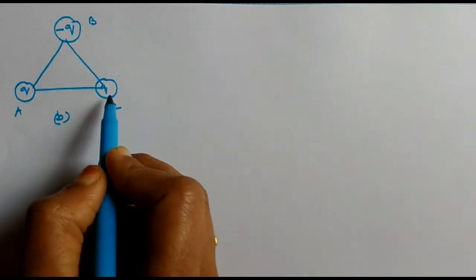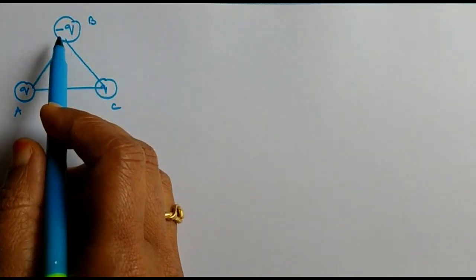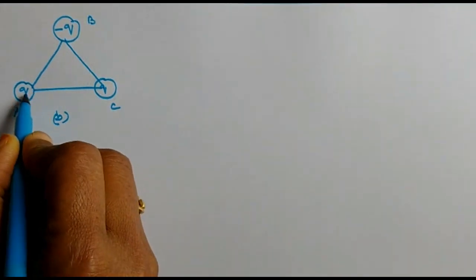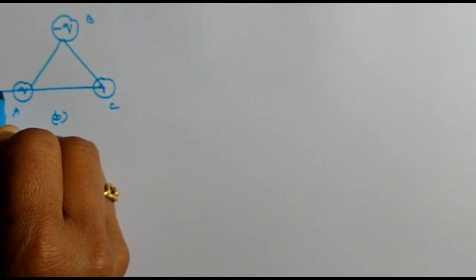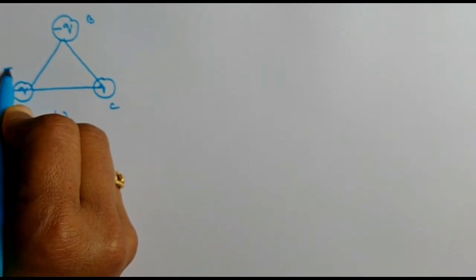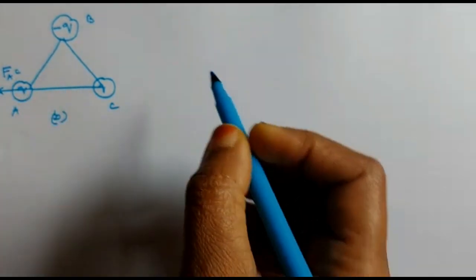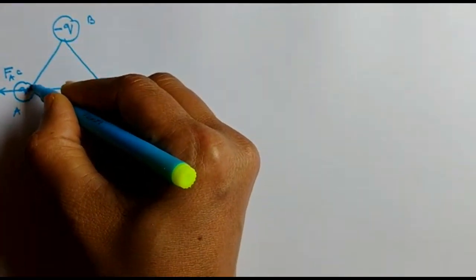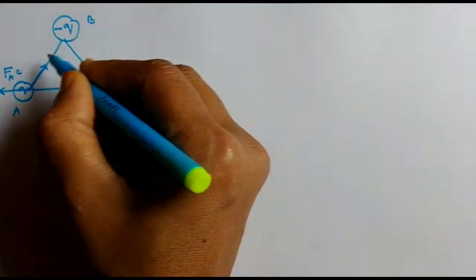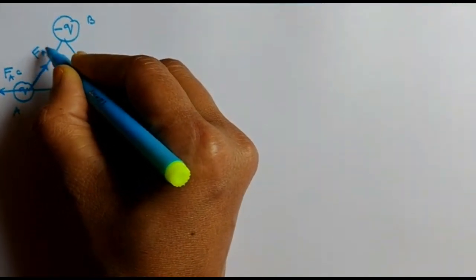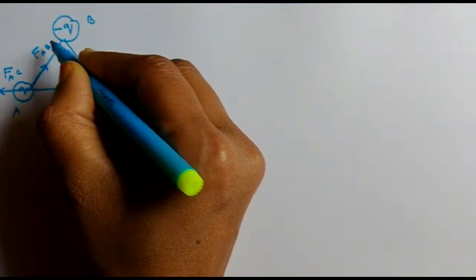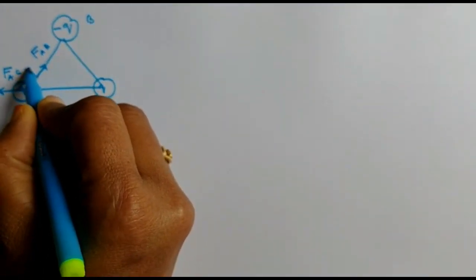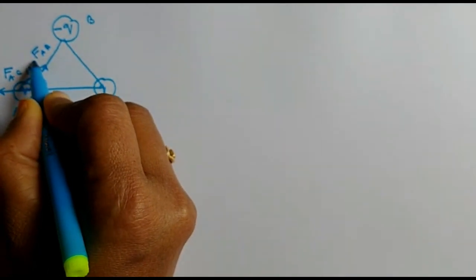But now two charges are positive, and this charge is negative. Now let us see what is the force experienced by the charge at A. Again, due to C there is a force of repulsion. This is the force on A due to C. But between A and B there is a force of attraction, so A gets attracted towards B. So this is the force on A due to B. Now if you observe, the angle between them is not 60 degrees. This time the angle is 120 degrees.